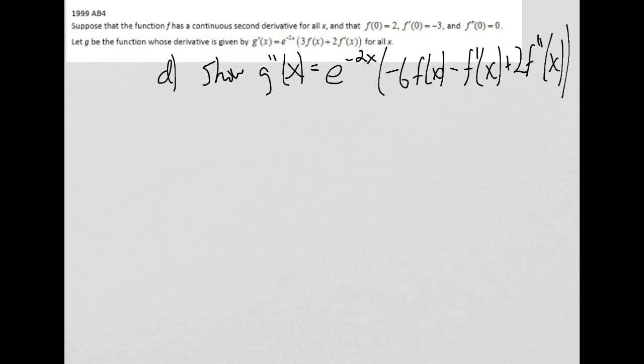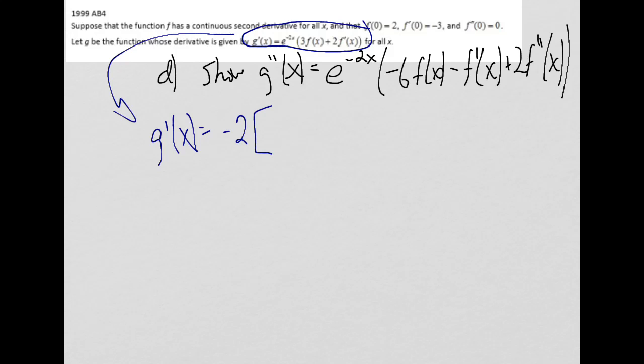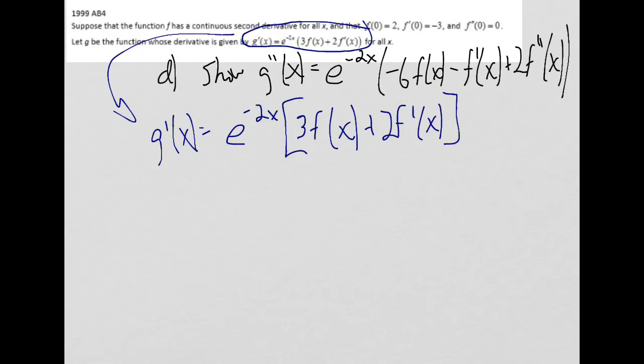I know G prime is this, so G double prime is just going to be the derivative of that. So I'm going to rewrite that down here. G prime of x is minus 2... Sorry, I had a typo there, but whatever. Just notice that I rewrote this with brackets because I don't want to get as confused by having so many different parentheses.